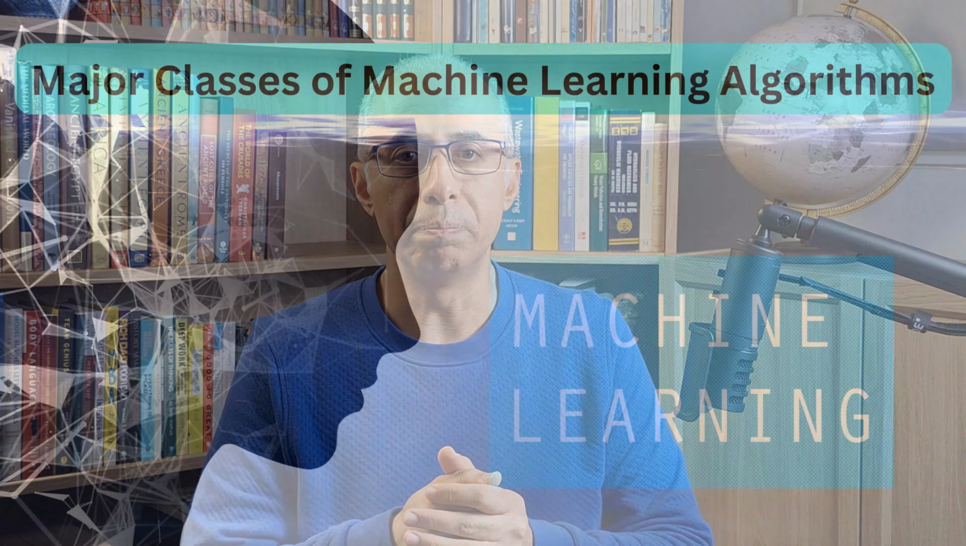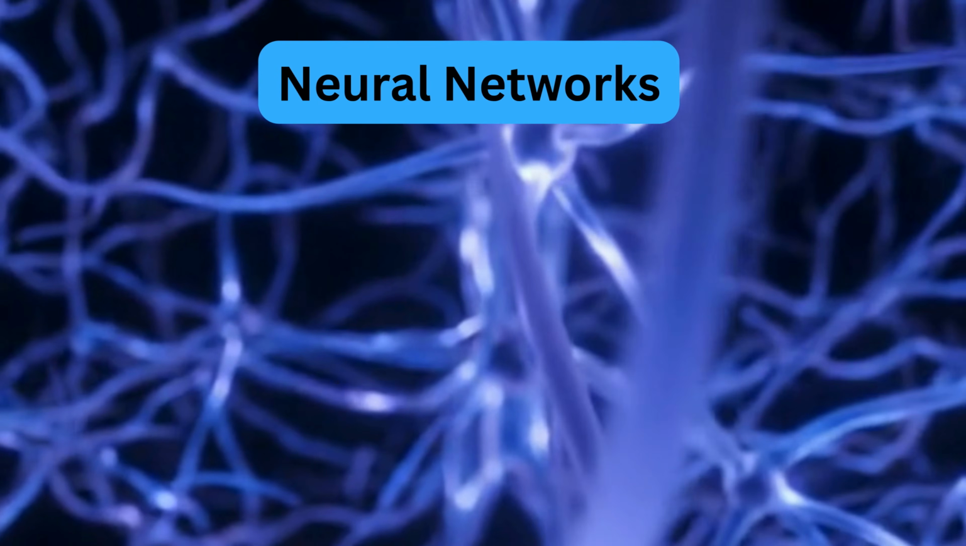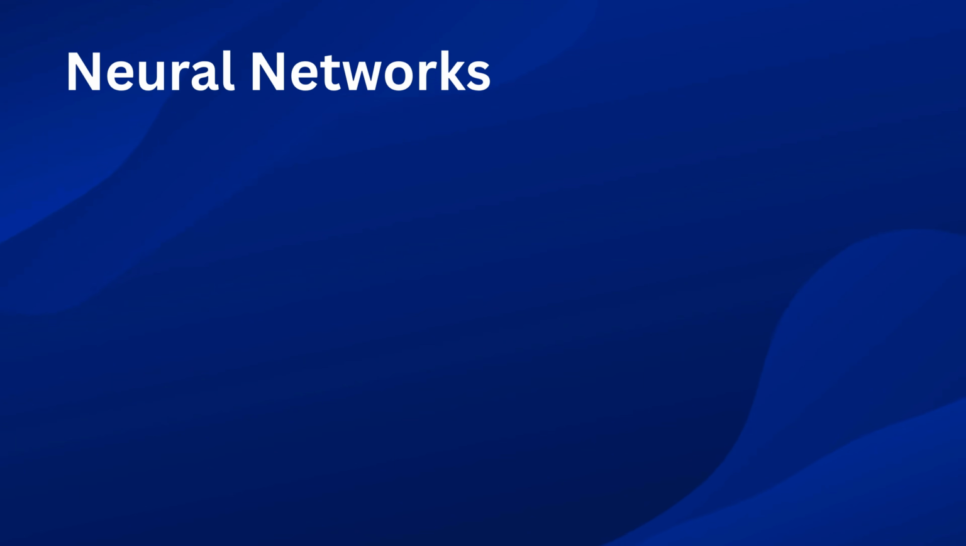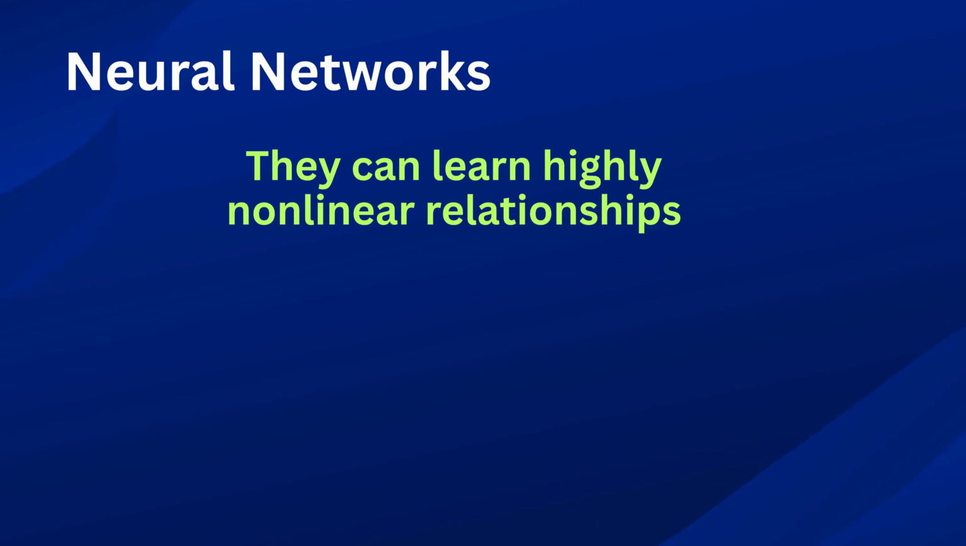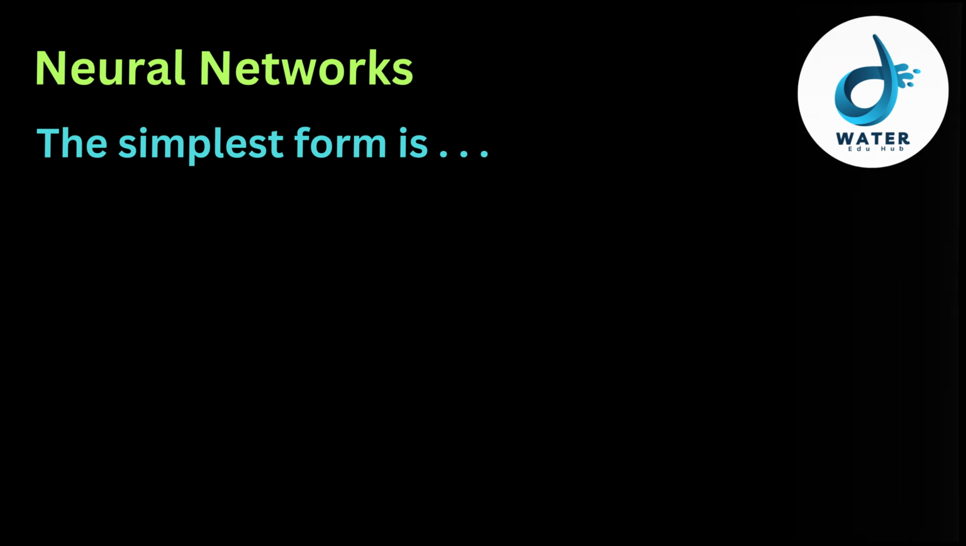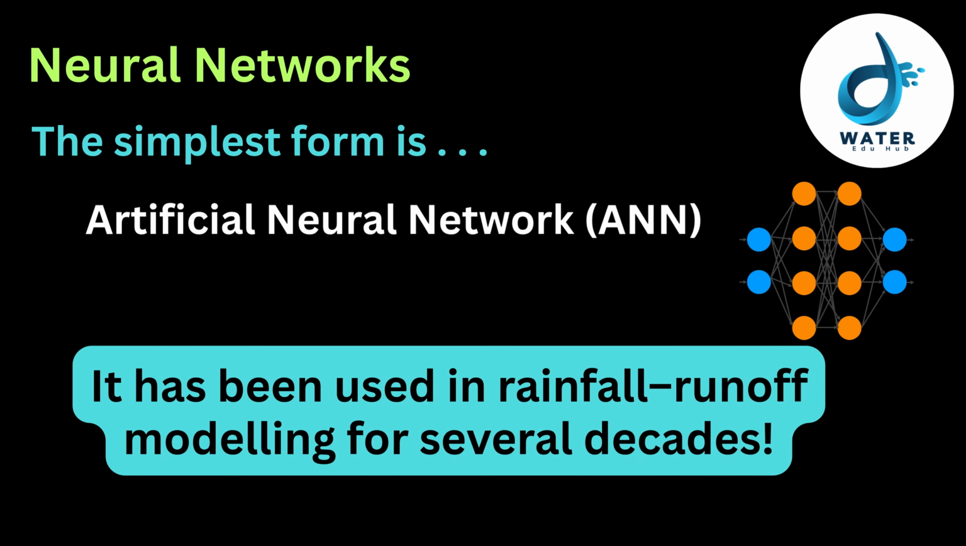Although dozens of machine learning algorithms exist, most rainfall runoff applications can be grouped into four broad categories, each with its own strengths, limitations, and areas of application. Let's go through them. The first group are neural networks. They are inspired by the structure of the human brain and consist of interconnected processing units called neurons. Their ability to learn highly nonlinear relationships makes them one of the most widely used machine learning approaches in modern hydrology. The simplest form is the artificial neural network, or ANN, which has been used in rainfall runoff modeling for several decades.